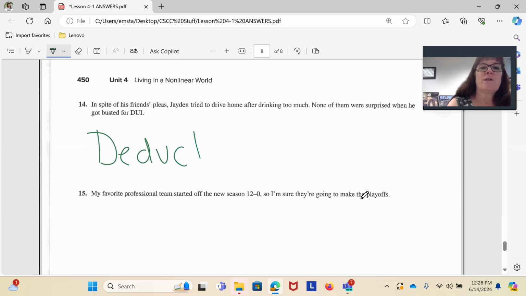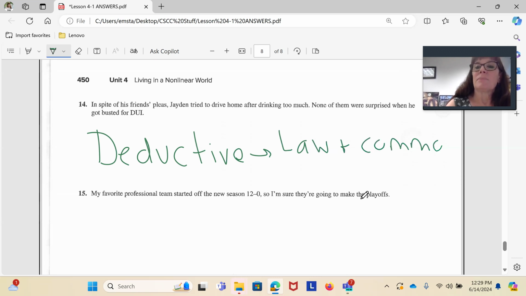And the author argues that it's deductive because the law and common sense tell you that if you drive while intoxicated, you're likely to get a DUI.